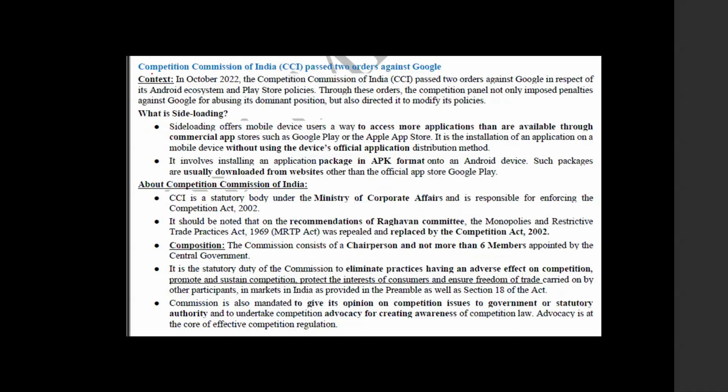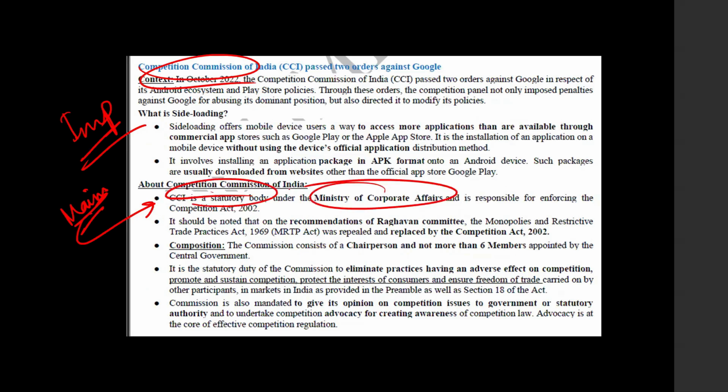Next, Competition Commission of India. Guys, it's a very important question. Competition Commission of India was asked in last year's mains examination. I predicted it, and I am predicting it for prelims also. They are going to ask. Competition Commission of India is a statutory body under the Ministry of Corporate Affairs. It is responsible for fair competition in the economy, so that there is no dominance of one company, or any kind of monopoly or oligopoly.